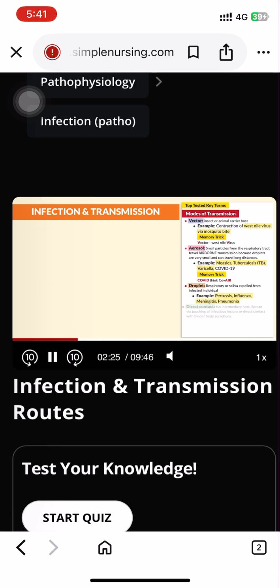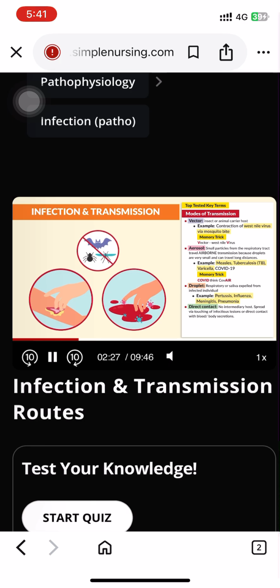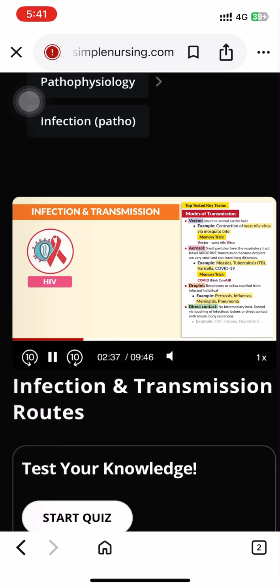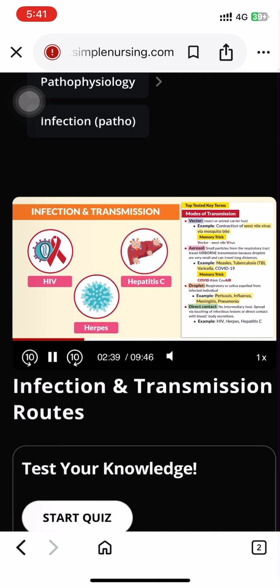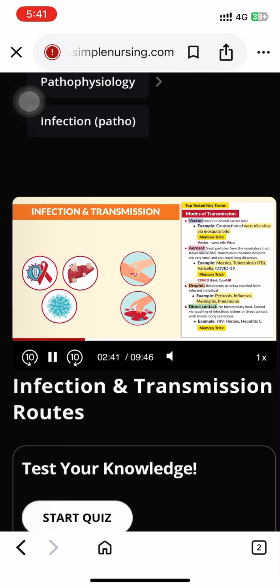And lastly is direct contact. There's no intermediary host here. It's spread via touching an infectious lesion or direct contact with blood or body secretions. Great examples are HIV, herpes, and hepatitis. So the memory trick, think of the H and just say contact. It kind of sounds like a bunch of H's for contact, right?